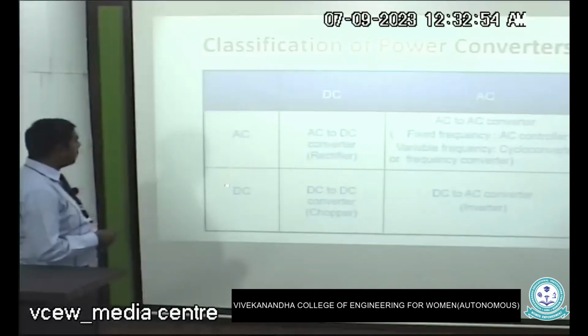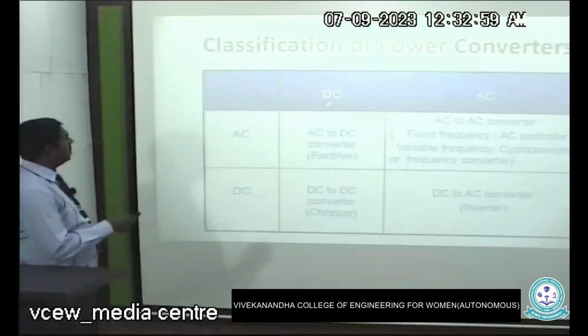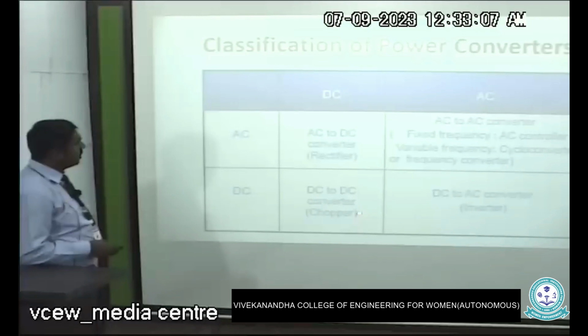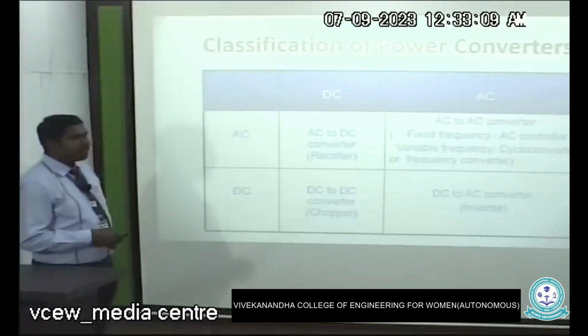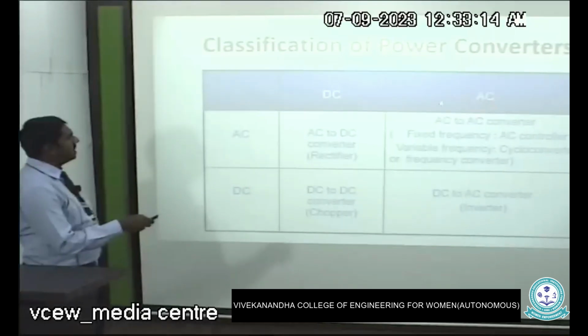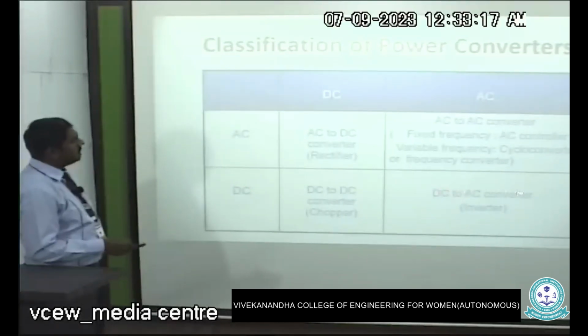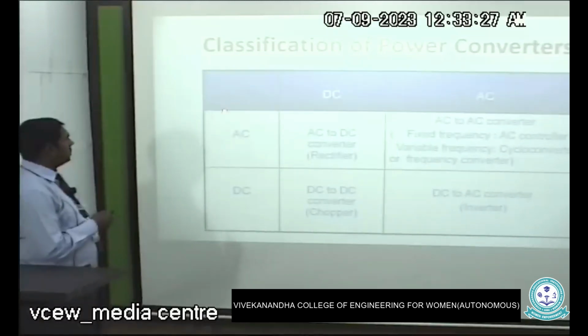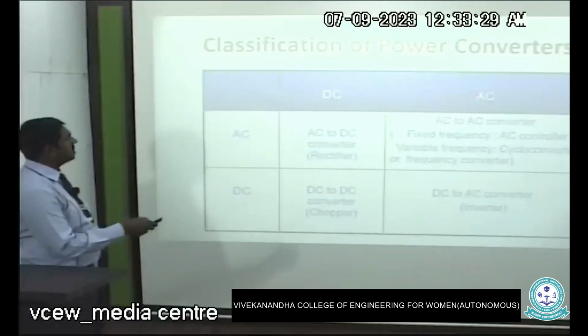Then next we go to the DC supply input. First we convert DC to DC, that is a DC to DC converter, which we call a chopper. Next, with the same DC input we receive an AC output, that is a DC to AC converter, which is an inverter. So this is a simple conversion table for power electronics converters, with this section for input and this section for output.